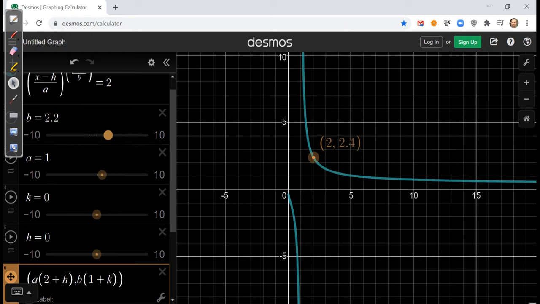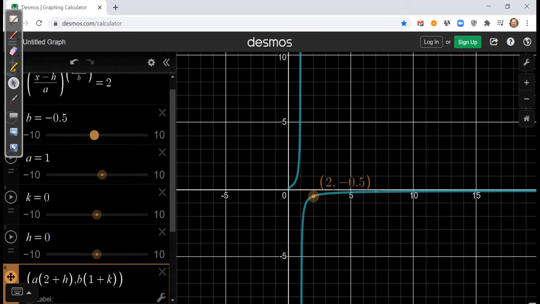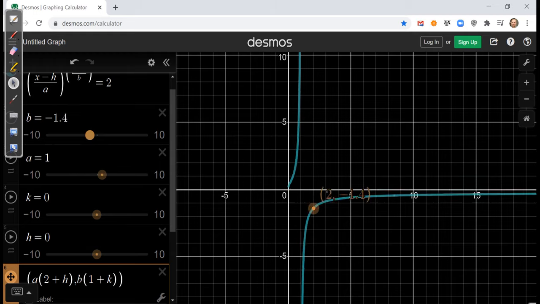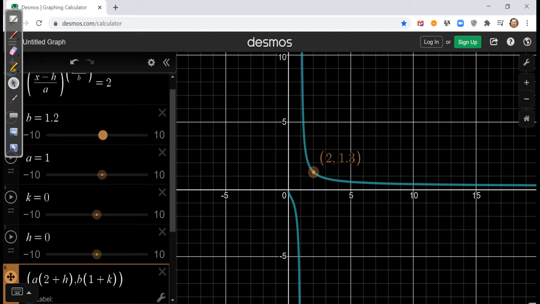It's squishing. And then when you switch to a negative, it's going to cause a vertical reflection across the x-axis. And as the absolute value increases, you see that it gets stretched. Setting it back to 1, we see that we have no transformation whatsoever.